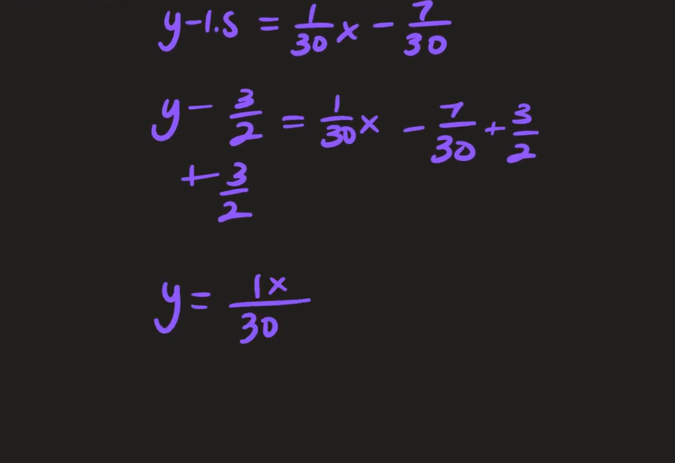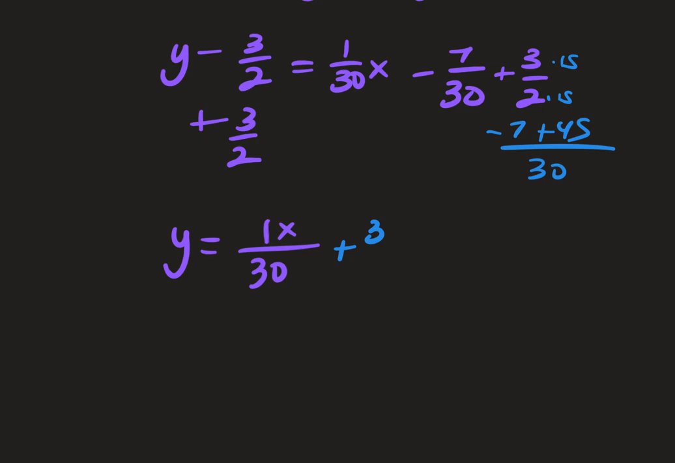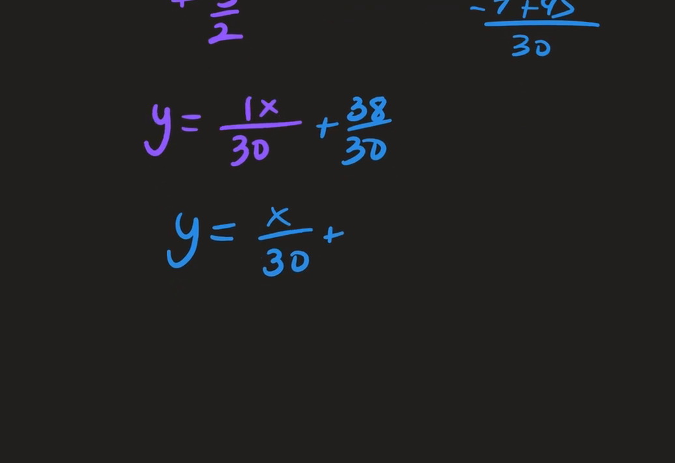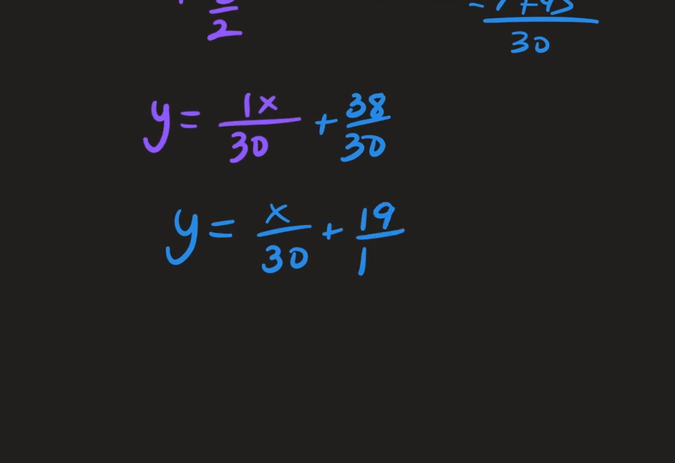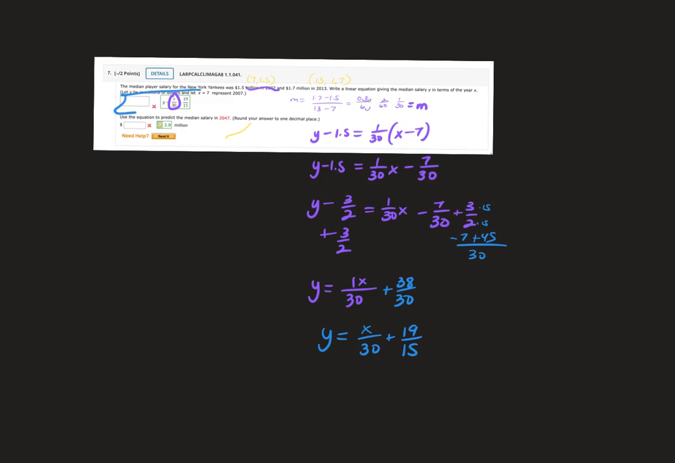And the X can be in the front or on the right-hand side. It doesn't matter. Give this a like denominator. I have to multiply by 15. Negative 7 plus 45 over 30. So plus 38 30ths, or 19/15ths.